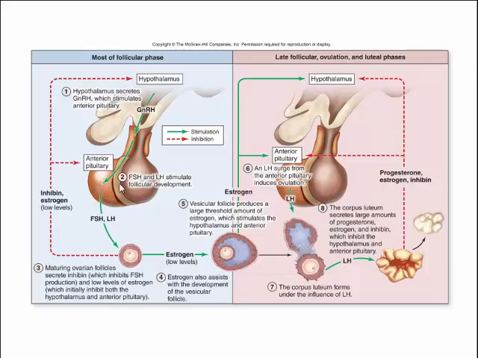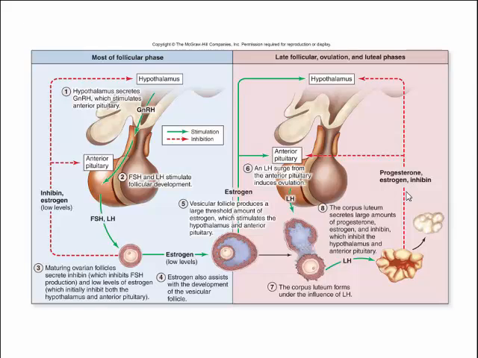FSH and LH initially will be secreted at low levels. That will stimulate the development of the primordial follicles into mature follicles. The follicle stage occurs as estrogen levels are being secreted. Those estrogen levels feed back to the hypothalamus and to the pituitary and cause the pituitary cells that produce LH to increase their production. But only when the estrogen levels are very high will you get a surge in LH, which will then trigger ovulation.